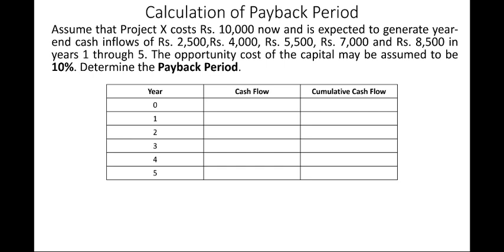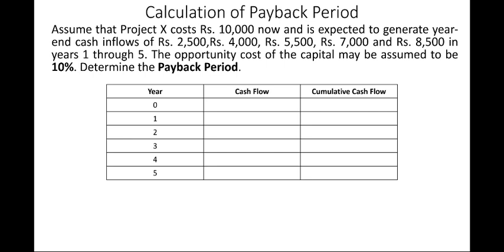Assume that project X costs rupees 10,000 now and is expected to generate year-end cash inflow of rupees 2,500, rupees 4,000, rupees 5,500, rupees 7,000 and rupees 8,500 in years 1 through 5. The opportunity cost of the capital may be assumed to be 10%. Determine the payback period. So here we are required to determine the payback period.